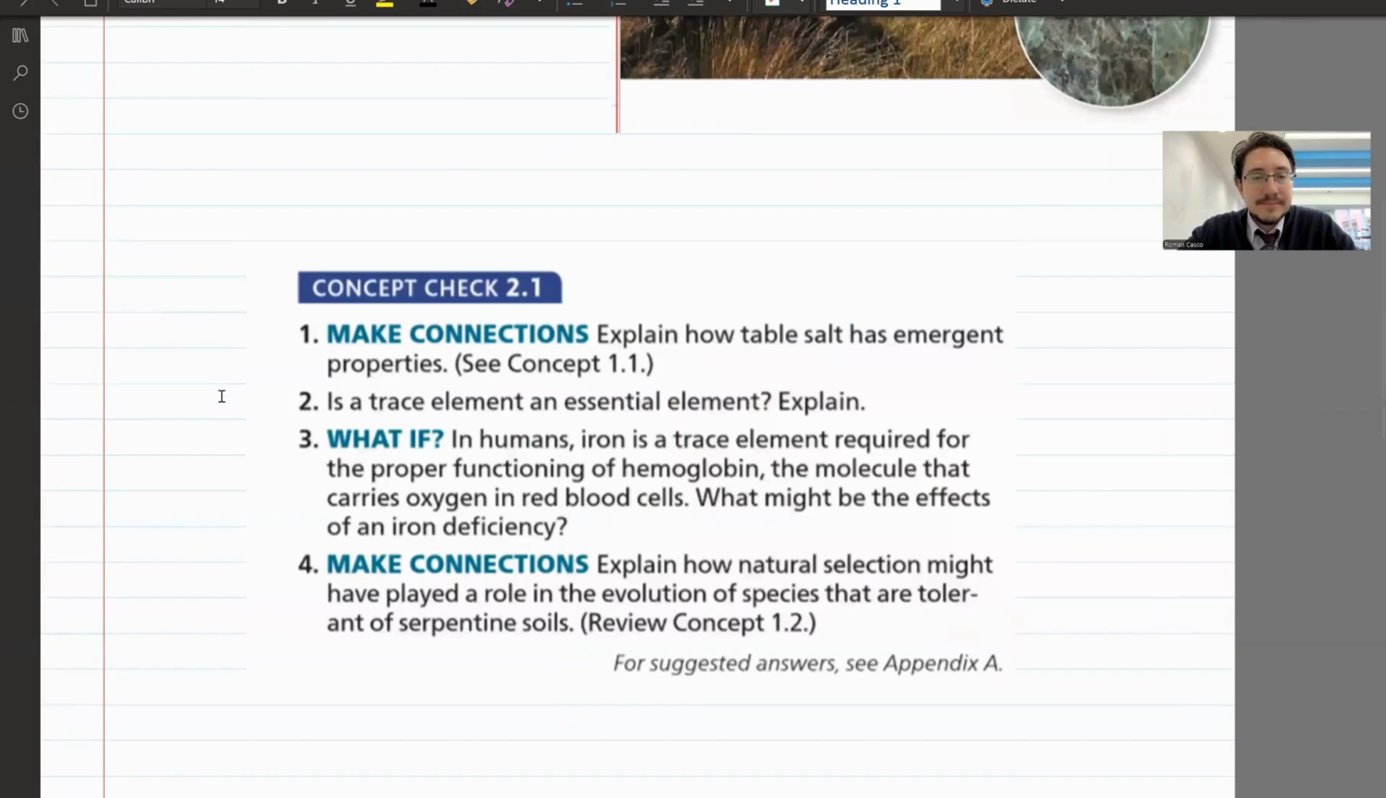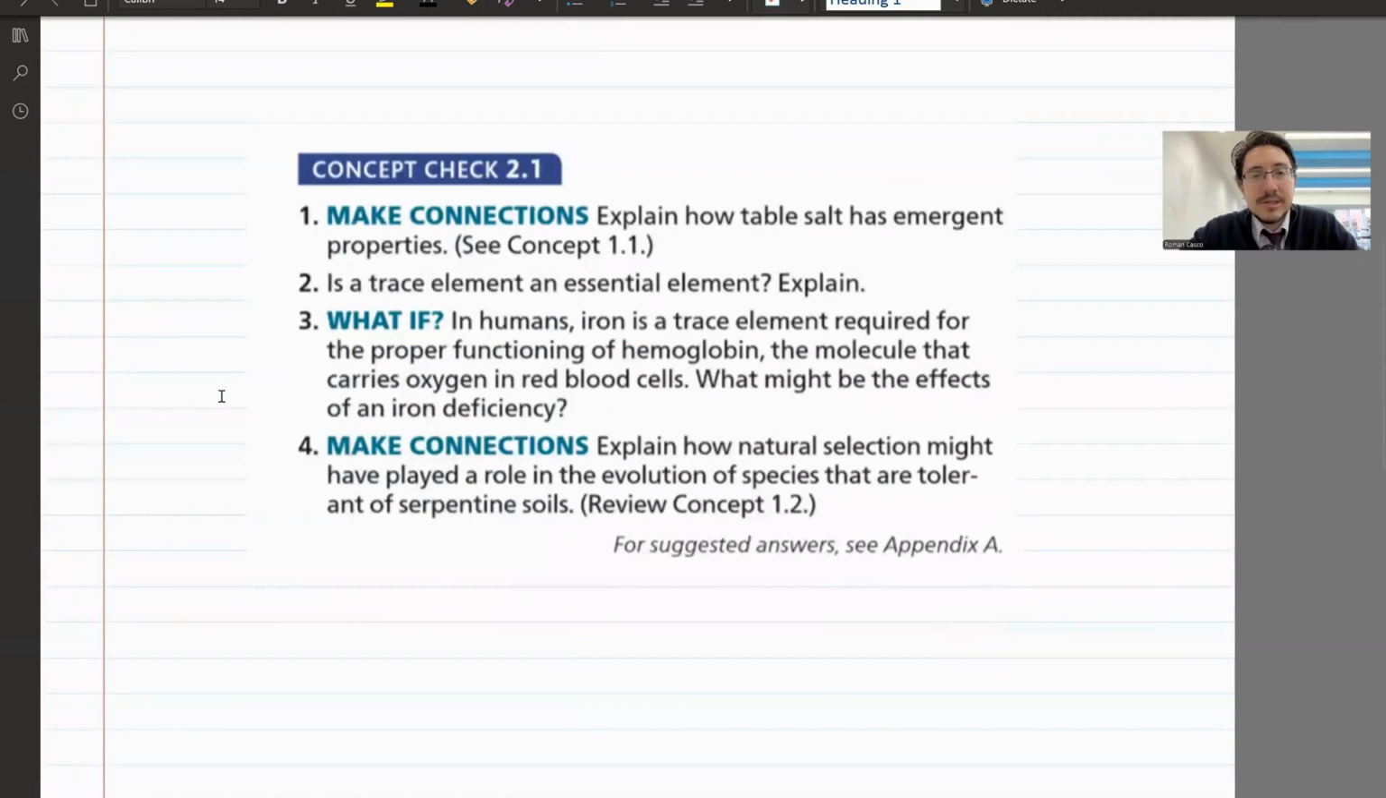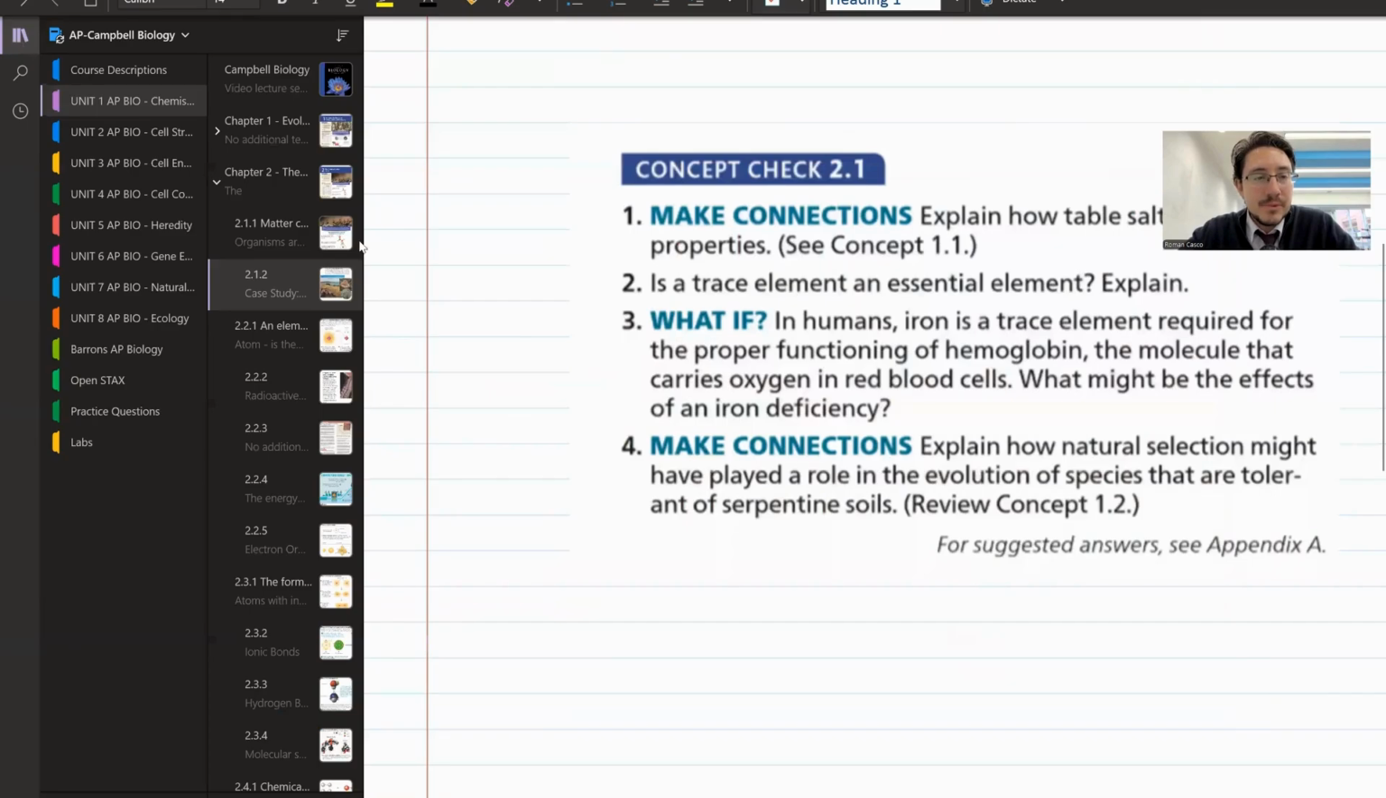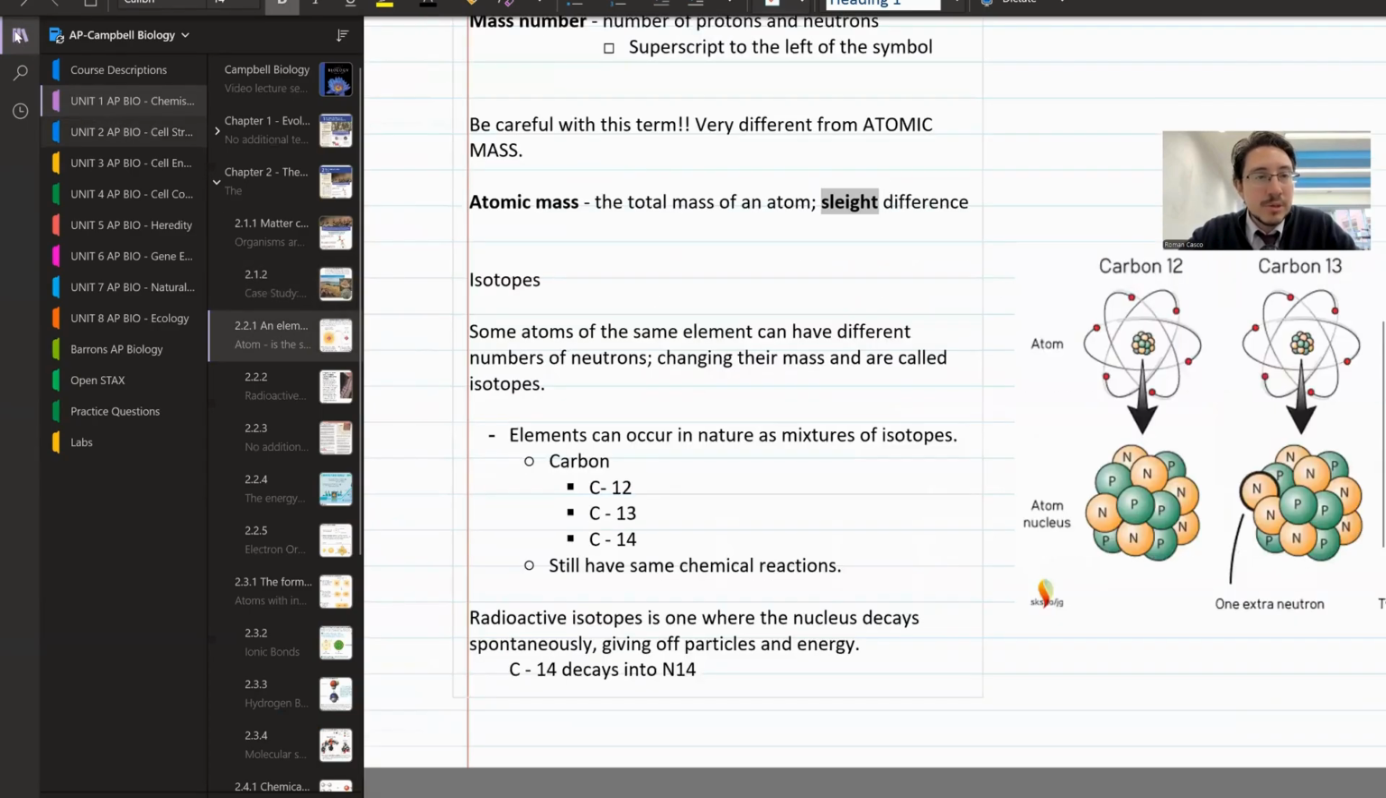Okay. Just to give you a little concept connection check that you can self-assess yourself there. Okay. We're going to go on to concept 2.2.